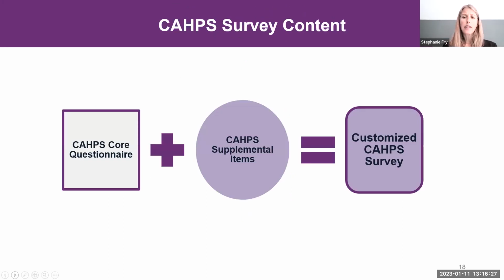Users of CAHPS surveys can incorporate additional questions known as supplemental items to create a customized CAHPS survey that meets their needs. If you're fielding a survey that you're going to call a CAHPS survey or that you want to submit data to a database, you must begin with a CAHPS core questionnaire. You can add questions or individual survey items to that to collect data on other topics that are important to you.